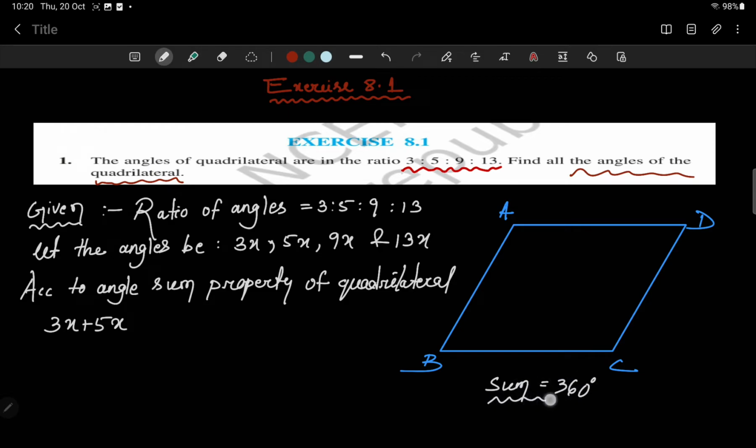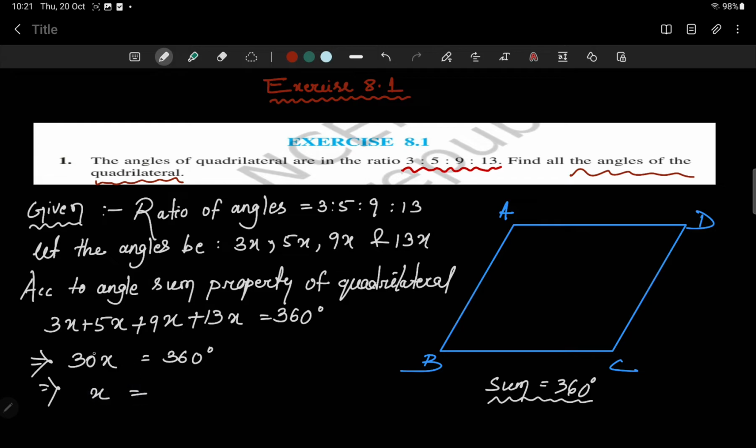This is the angle sum property, yes or no? So 3x plus 5x plus 9x plus 13x equals 360 degrees. Now let's add: 5 plus 3 is 8, 17, 30. 30x equals 360 degrees, which implies that x equals 12 degrees.